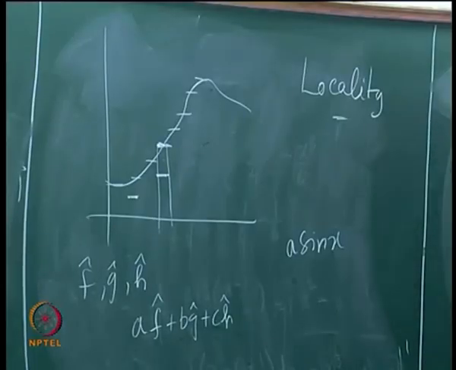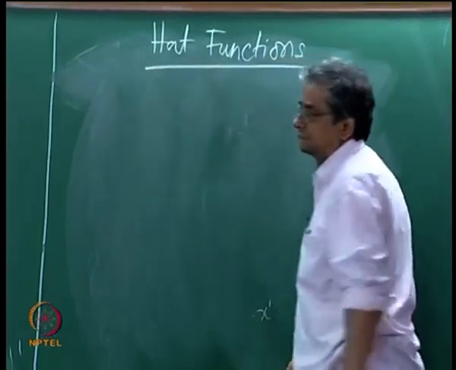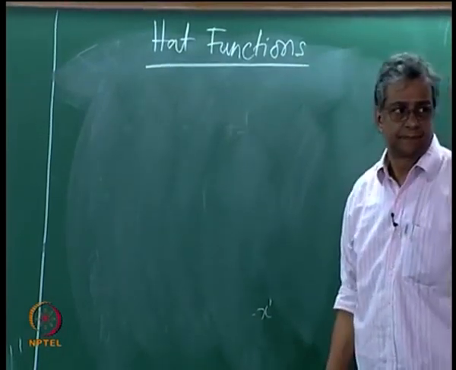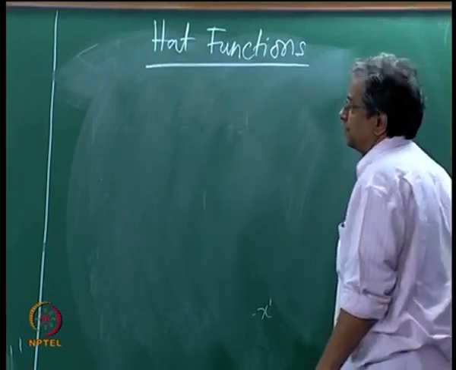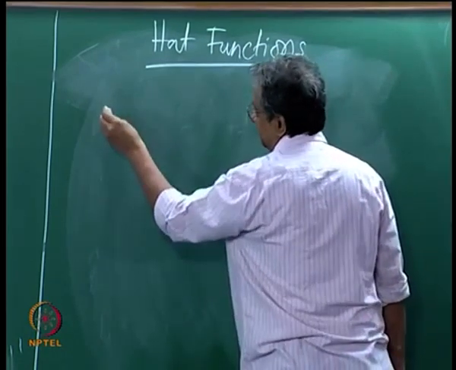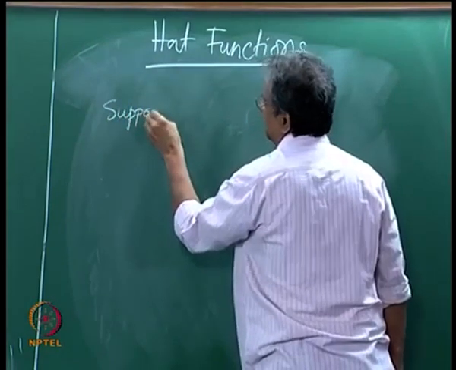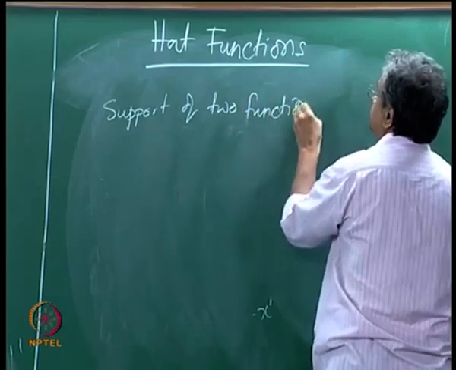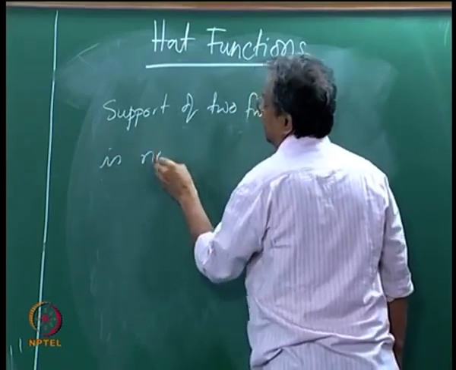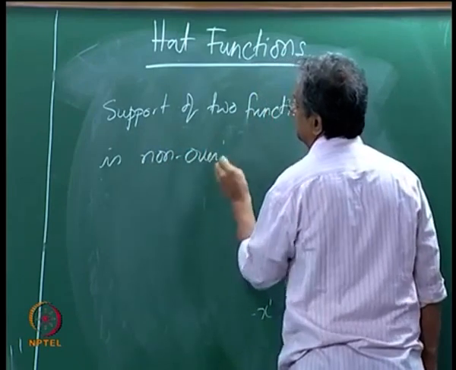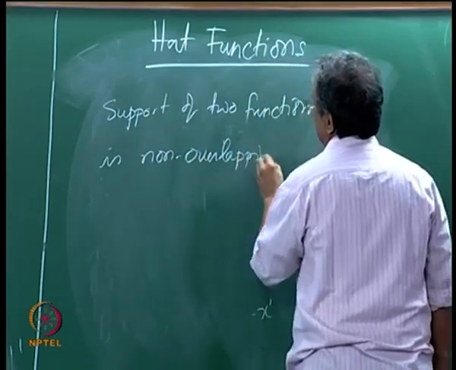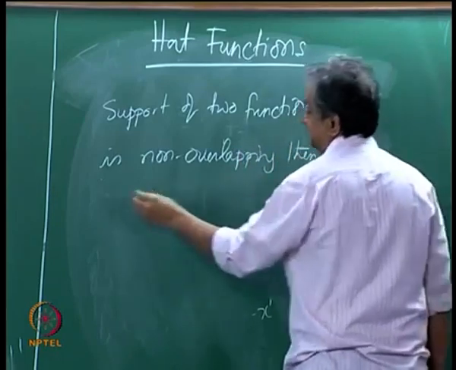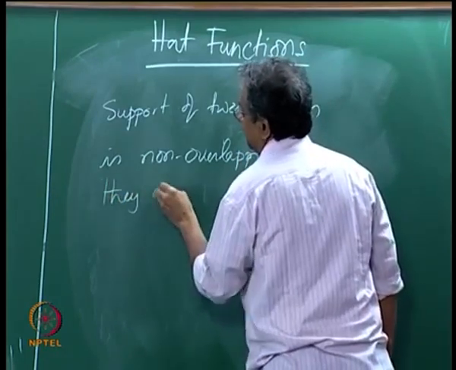And therefore as a consequence, now merging these two, we are going to come up with hat functions. We are going to define this as follows. What we realize is, from yesterday's class we know if the support of two functions is not overlapping, then they are orthogonal to each other.